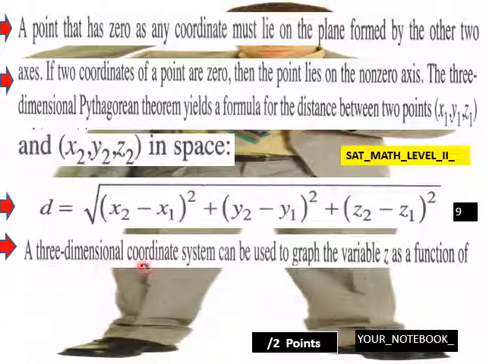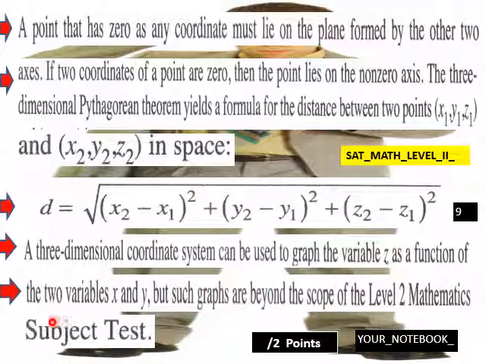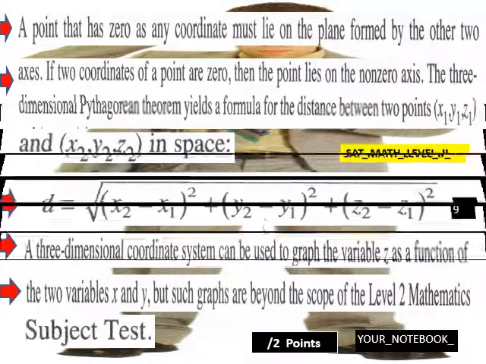A three-dimensional coordinate system can be used to graph the variable z as a function of the two variables x and y, but such graphs are beyond the scope of the level 2 mathematics subject test. So just a little note there.